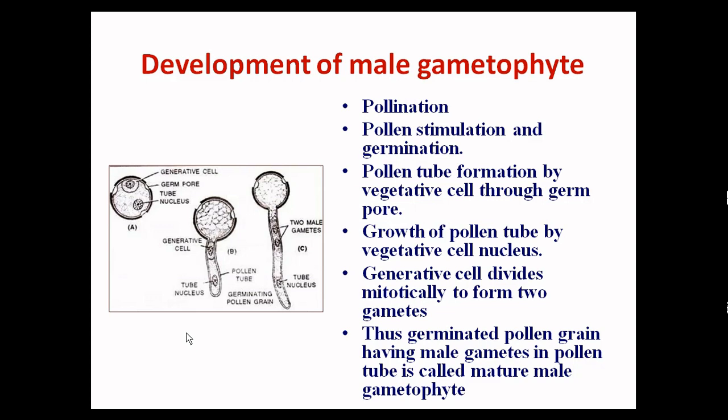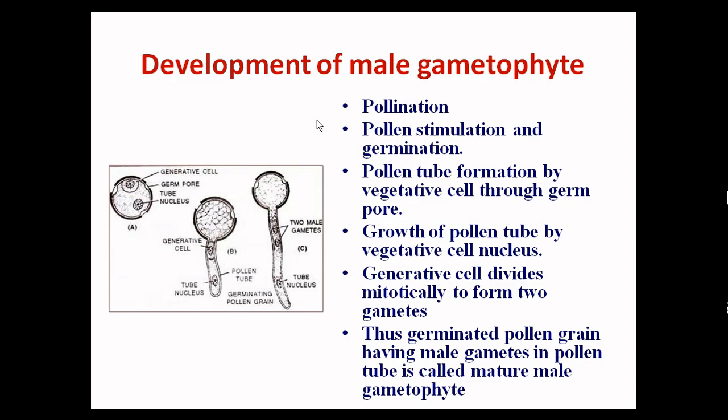Now the next part of this unit is the development of the male gametophyte. Basically, the anther with pollen tube and two male gametes is a male gametophyte. The first stage of the development of the male gametophyte is pollination. Pollination is the transfer of pollen grains from the anther to the stigma, and it takes place by certain agents like wind, insects, even water, etc.